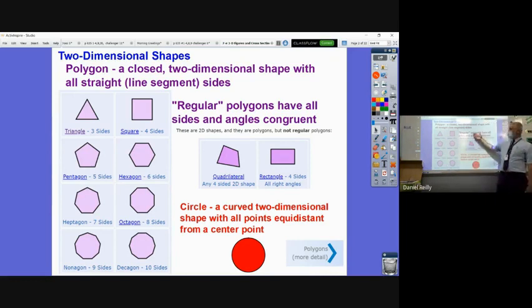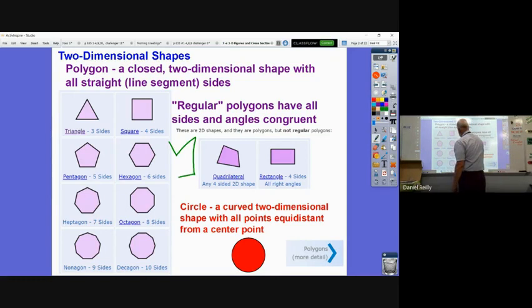Now, regular is an important word to know. A regular polygon means all of the sides are the same length and all of the angles are equal. All of these pictures here are regular polygons. This one, a regular triangle. We call this a what kind of triangle? Equilateral, right? All the sides are the same length. A regular quadrilateral that has all sides the same length and all angles the same is called a square. This is a regular pentagon. All the sides and angles are the same.